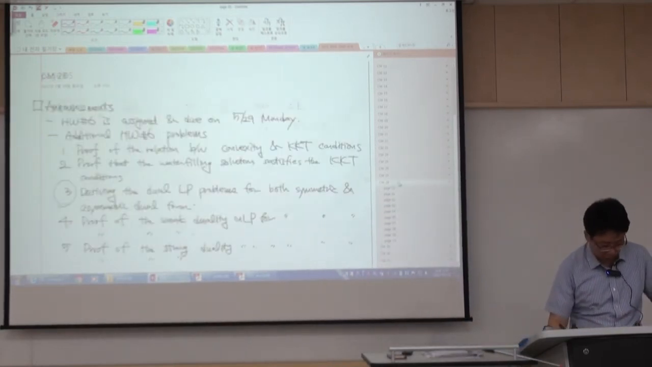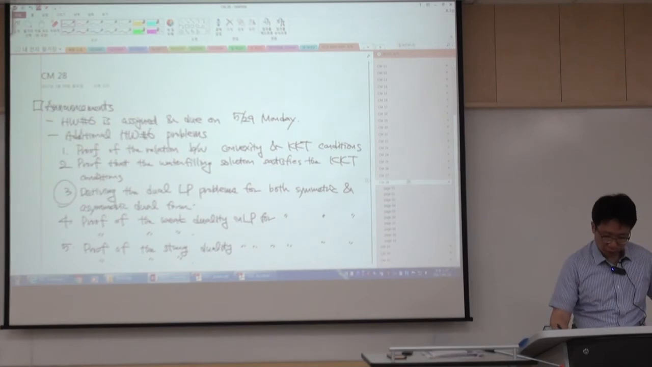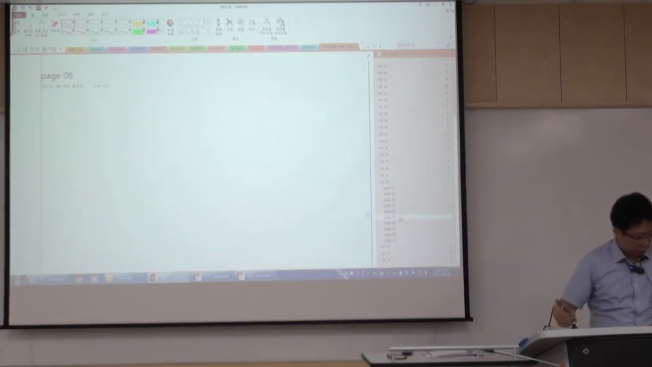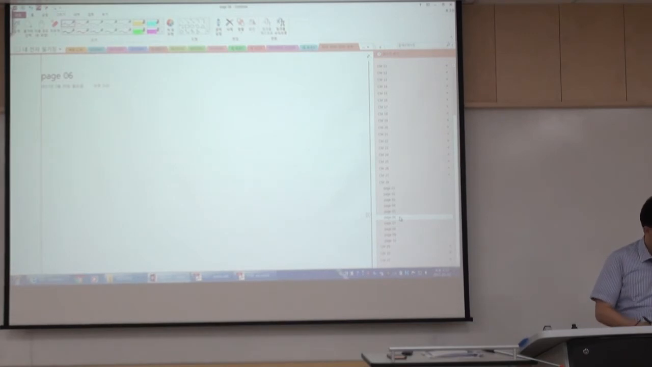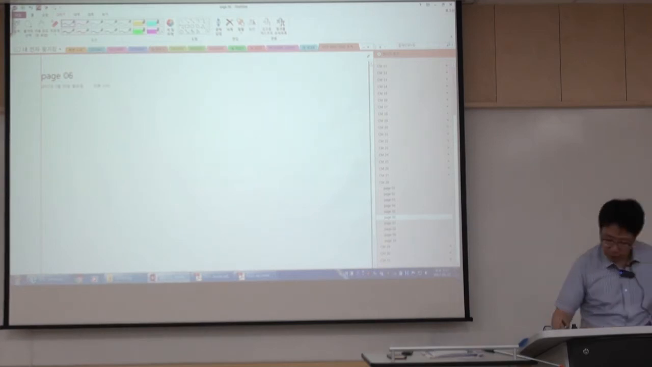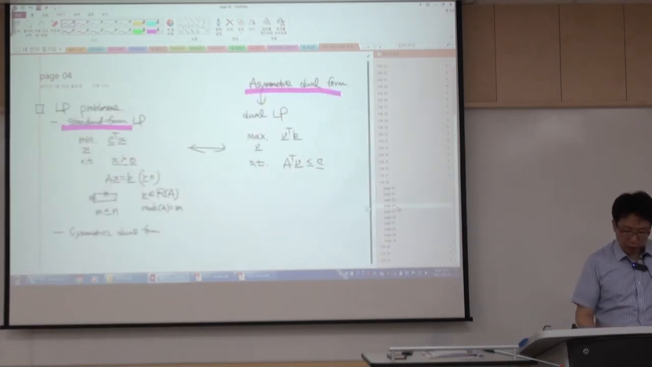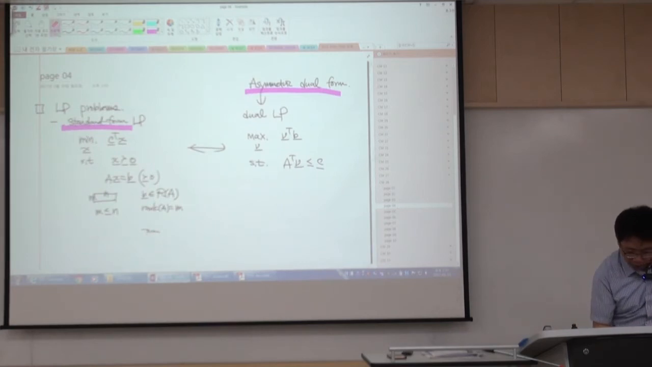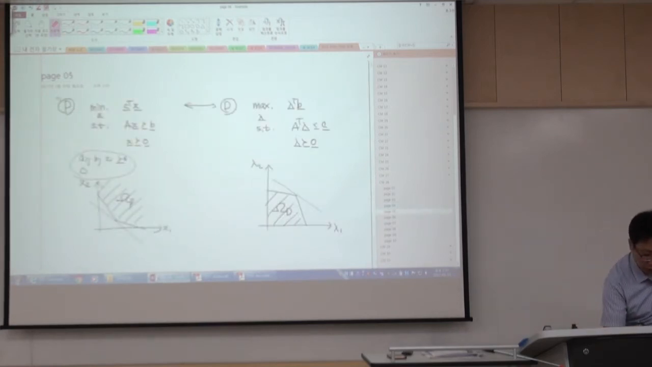Okay, and what's next? Weak duality. So now, let me see. Here, let's do the same thing for this. So this is a symmetric form. Just a second.